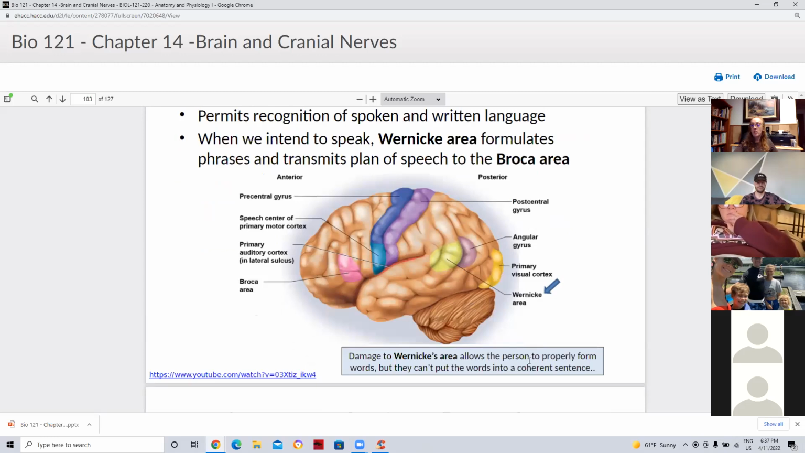So damage to the Wernicke's area is going to allow someone to properly form words, but they can't put them into a coherent sentence. You can understand why that would be really frustrating for a stroke victim.